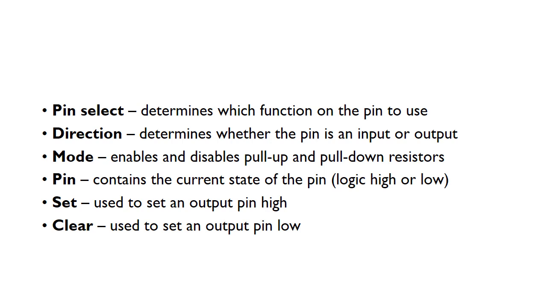Then there's also a set register. If we want to make an output pin, assuming we've set a specific pin to be an output in the direction register, then by writing that specific bit in the set register, we'll make that pin high, so 3.3 volts will appear on that pin. And if you want to make it 0, you write a 1 to the specific bit in the clear register.